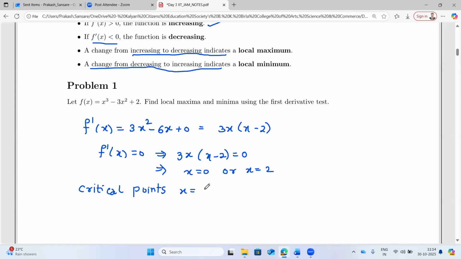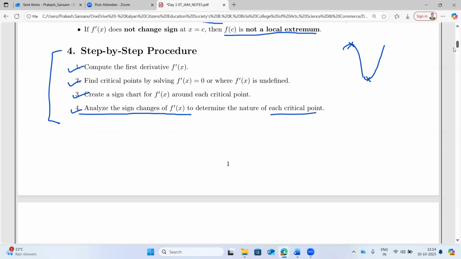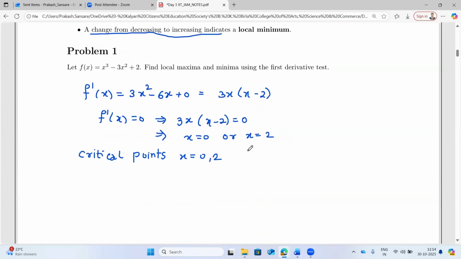Basically x is equal to 0 and x is equal to 2. These are two critical points. As we said, first compute the first derivative, then the second derivative, then we have also calculated the critical points. Now we'll analyze a sign chart. Before 0, what is the nature of f dash x? Between 0 to 2, what is the nature of f dash x? And after 2, what is the nature of f dash x? That we will analyze here.